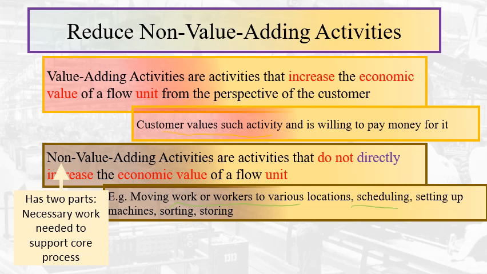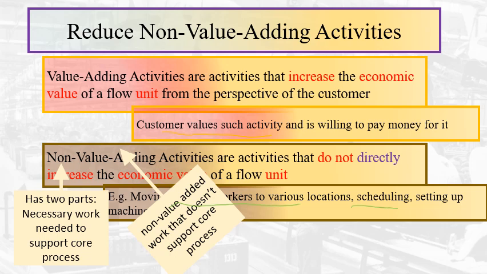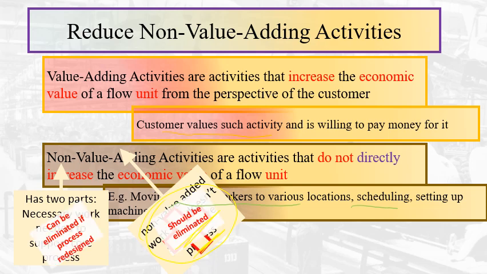So this non-value added from the producer point of view, there is some non-value added that does not support the core process, and that could be easily eliminated. Now, the other parts, which is more tricky, is that some of it is necessary work and could only be eliminated if we redesign the process.